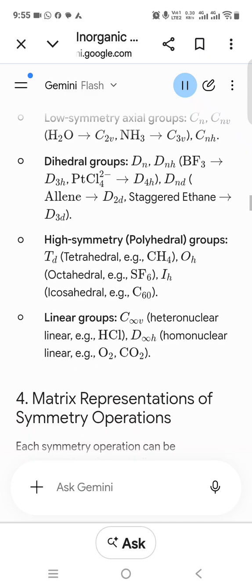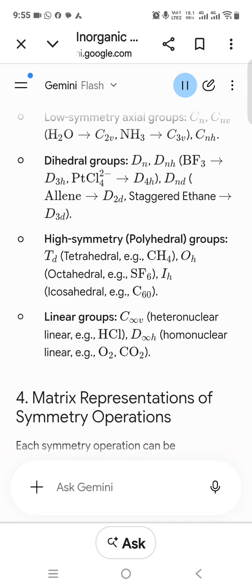Mulliken symbols nomenclature. A, 1D representation, symmetric with respect to the principal axis C_n, χ(C_n) equals +1. B, 1D representation, antisymmetric with respect to the principal axis C_n, χ(C_n) equals -1. E, 2D degenerate representation. T or F, 3D degenerate representation. Subscripts 1/2: symmetric +1, antisymmetric -1 to a perpendicular C_2 or σ_v.